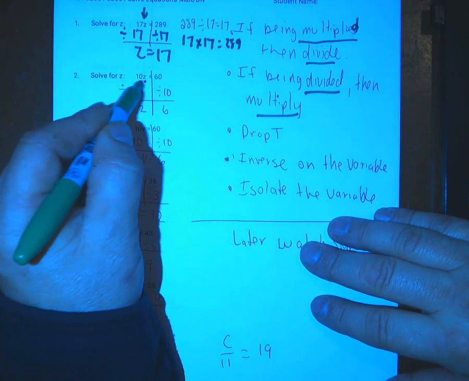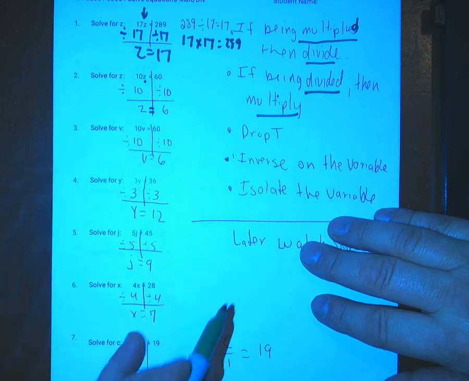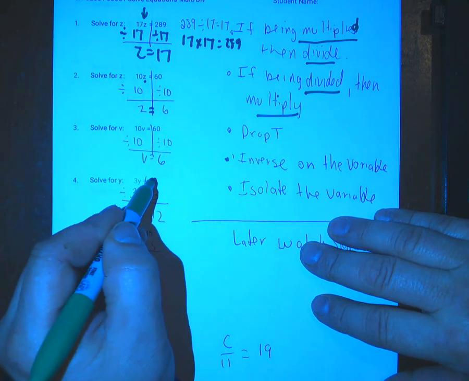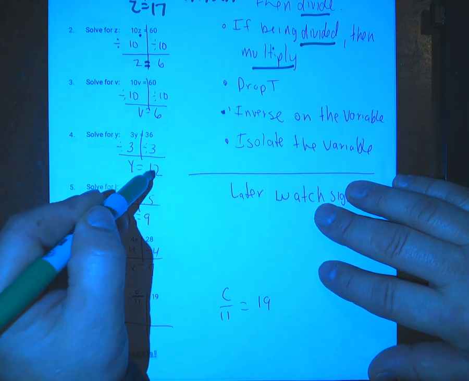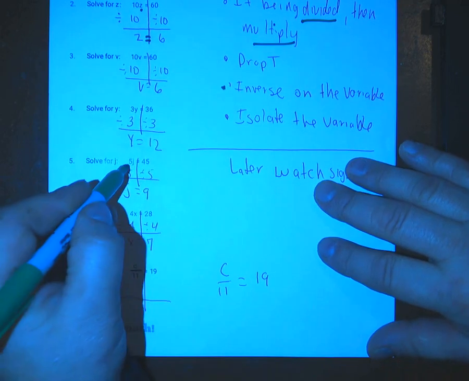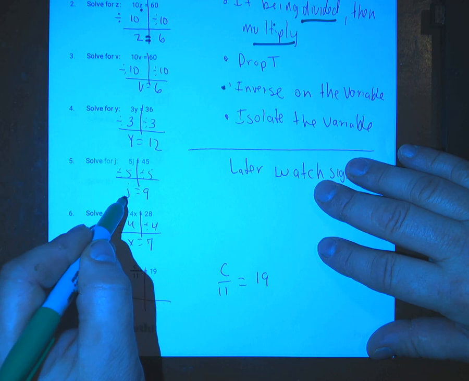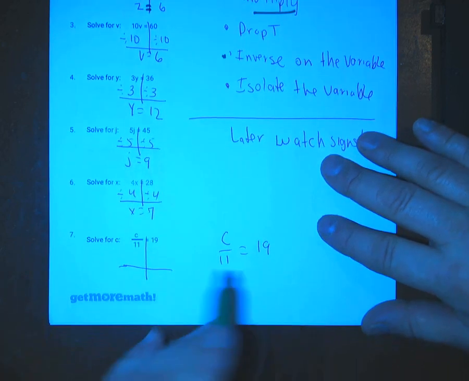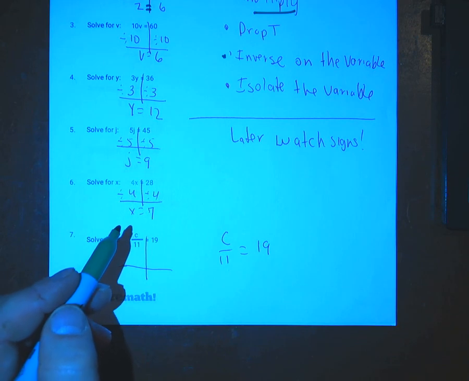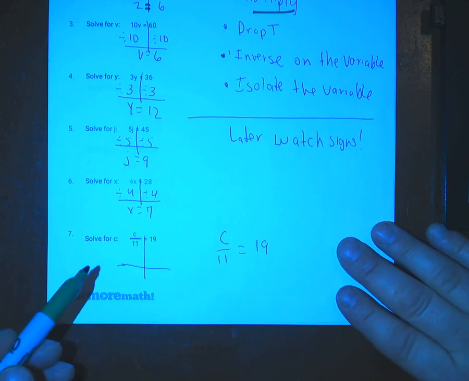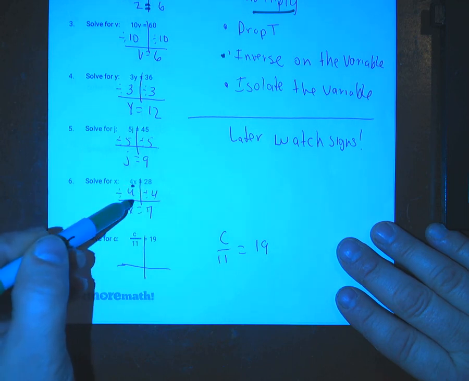Okay, and we do the same thing throughout. Look for the variable, divided by 10, divide both sides by 10, 60 divided by 10, v equals 10. Here I'm dividing by 3, 36 divided by 3 is 12. Here I'm dividing by 5 because 5 is being multiplied, and then I find that j is equal to 9. Here, x is equal to 7. Okay, so all of those I'm being multiplied by the variable, so I divide to solve it.